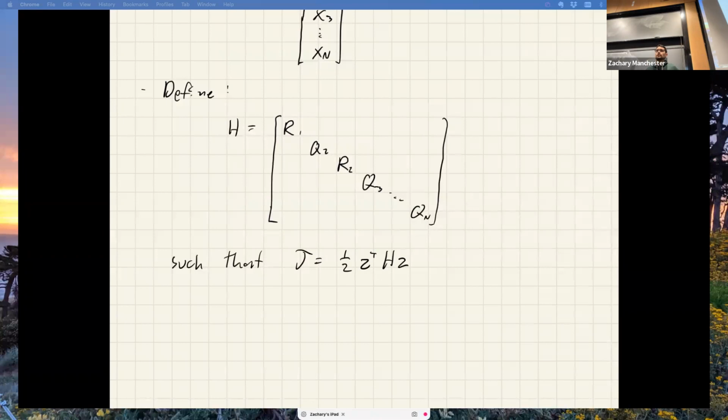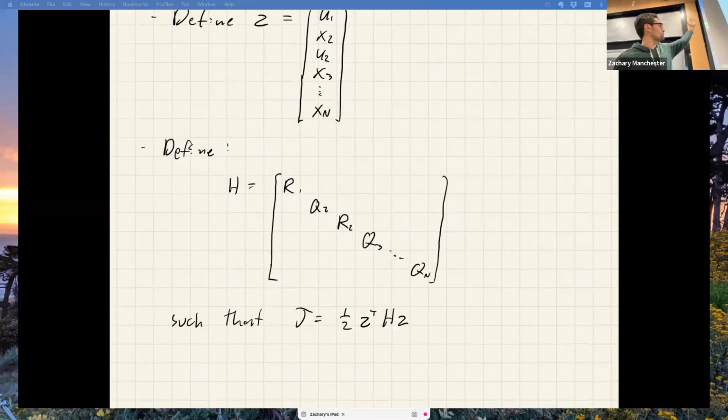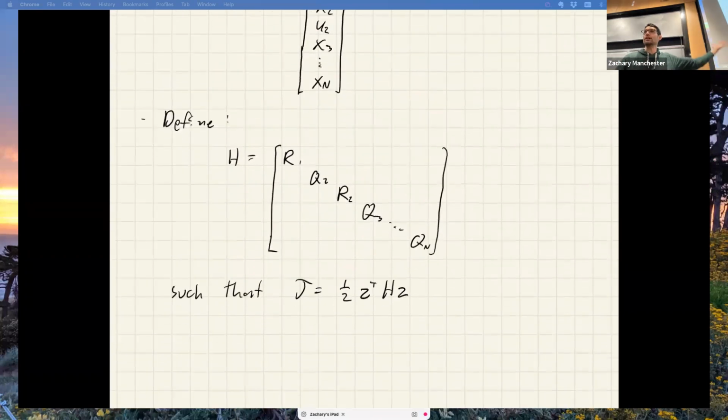Does everyone see that? The whole cost function, which was a sum over time steps, I'm just going to stack it all up in one big vector, stack all the Q's and R's in one big matrix, and now it just looks like this. A nice little quadratic objective function. Cool. So I'm now going to do the same thing with the dynamics constraints.